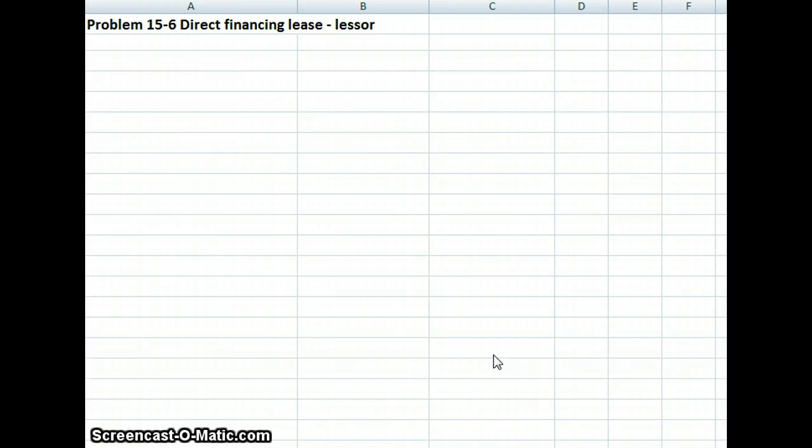Okay, in this example we're going to look at problem 15-6 on page 810, and what we're going to be looking at is a direct financing lease, only we're going to do the accounting from the lessor, or the company that's making the sale, this time.